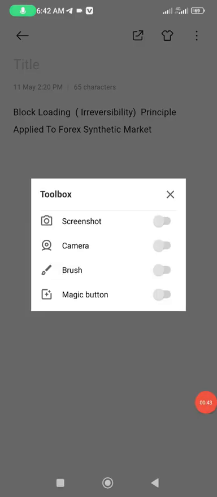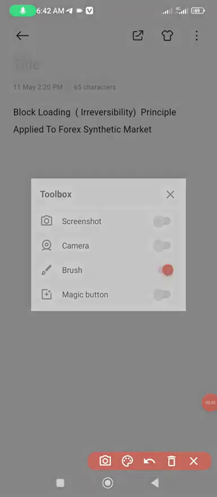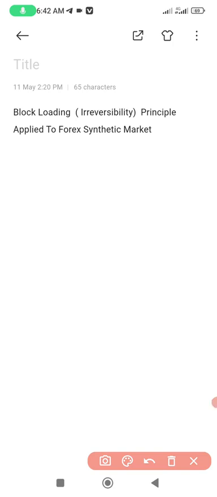In today's topic, we shall discuss the block loading irreversibility principle applied to forex synthetic markets. One of the biggest problems in trading is direction. It's not just getting an entry, it's direction. If the direction is against you, your stop loss is at threat. If the direction is in your favor, your take profit is going to be hit.